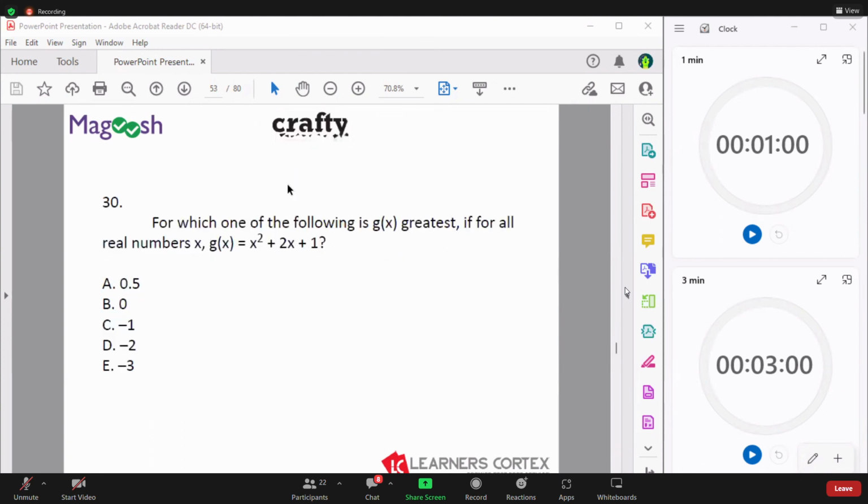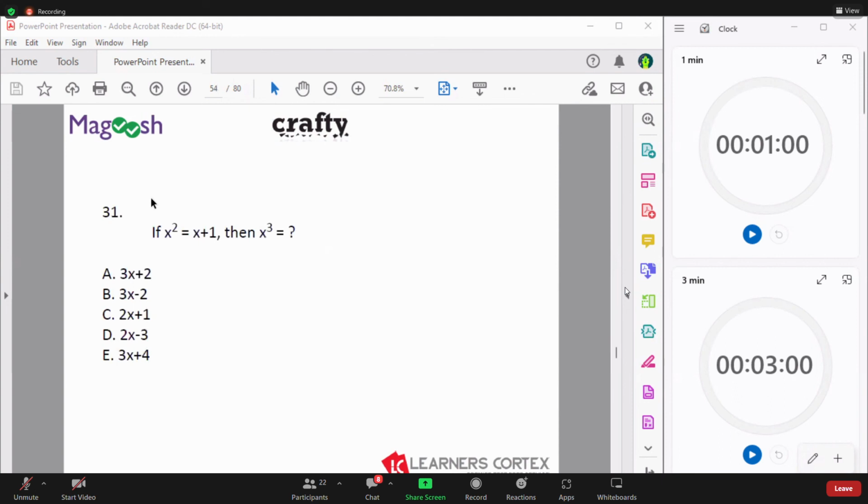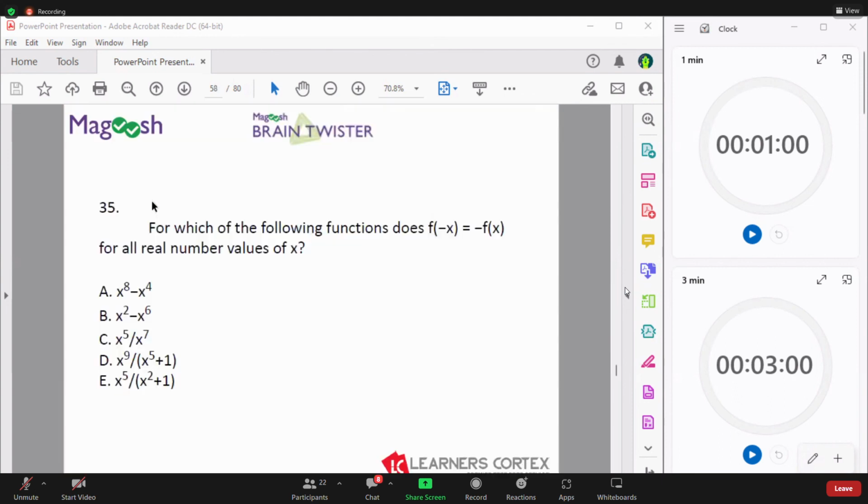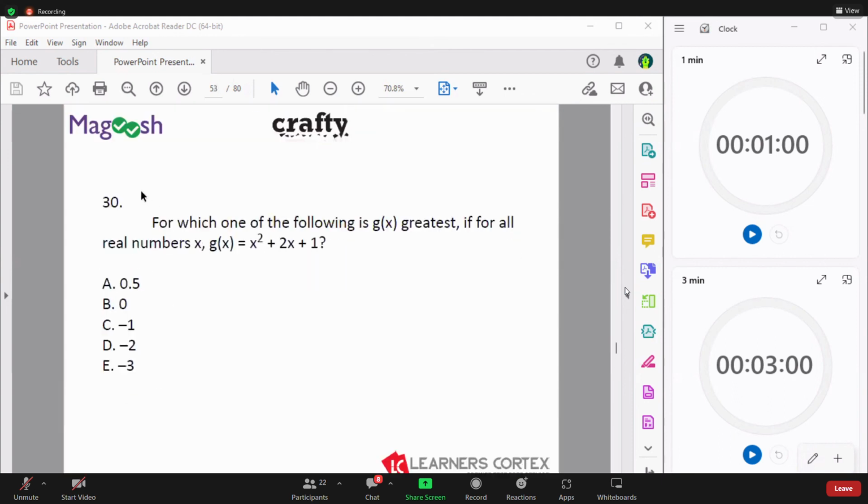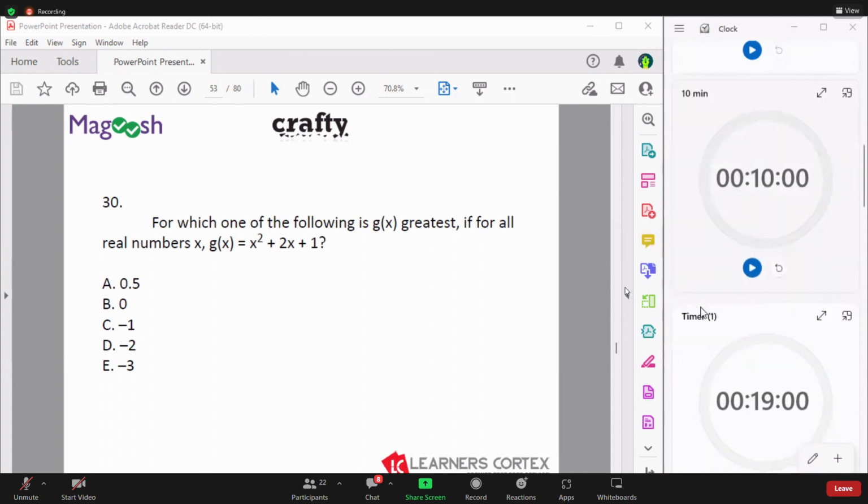Now we have, for which of the following? For which of the following is g of x greatest for all real numbers x? g of x is equal to x squared plus 2x plus 1.